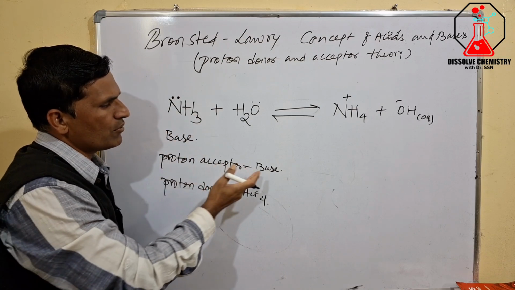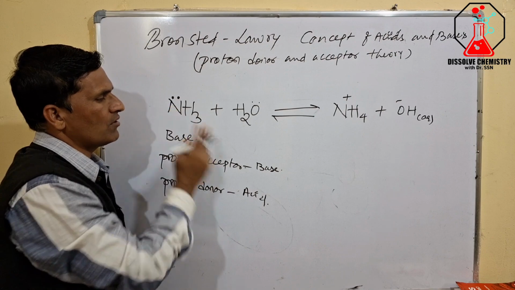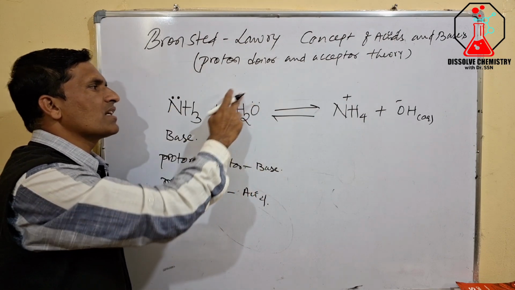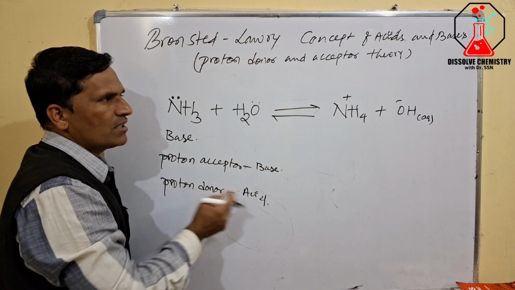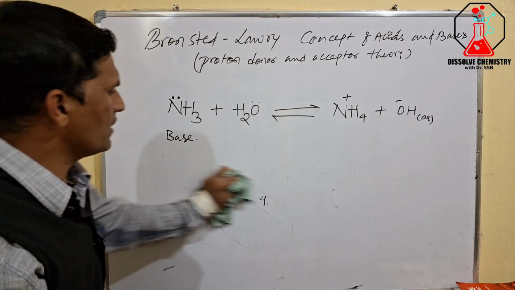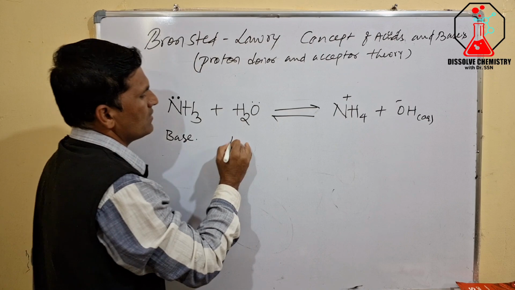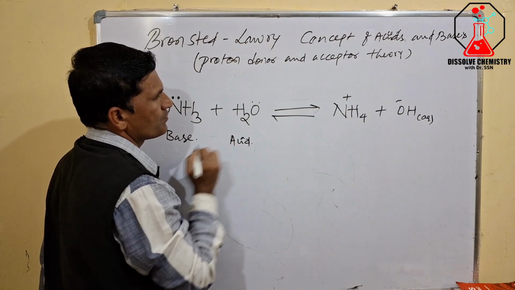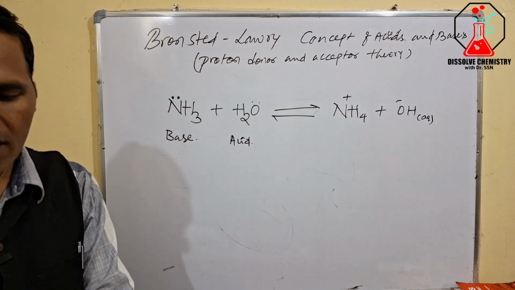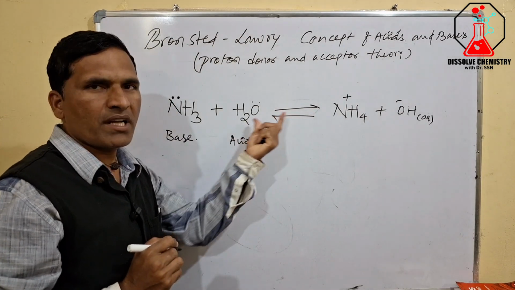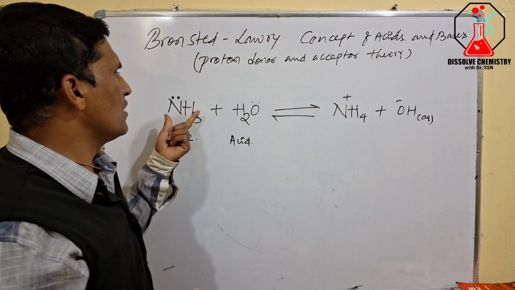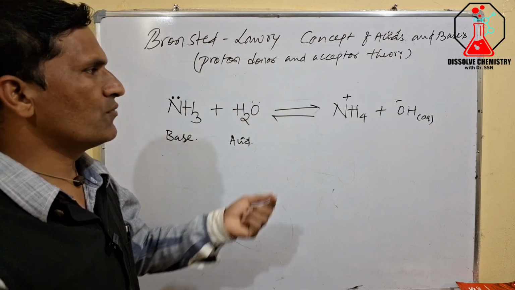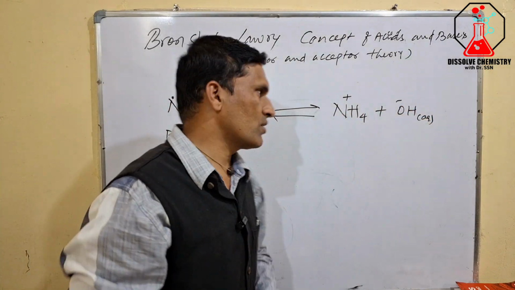it is accepting the proton. Proton acceptor we call a base. And here water is acting as an acid, which we call a proton donor. So ammonia is base, water is acid. Now these are going to combine reversibly, and an equilibrium is established between the combination of ammonia and water to form ammonium cation and hydroxyl ion.